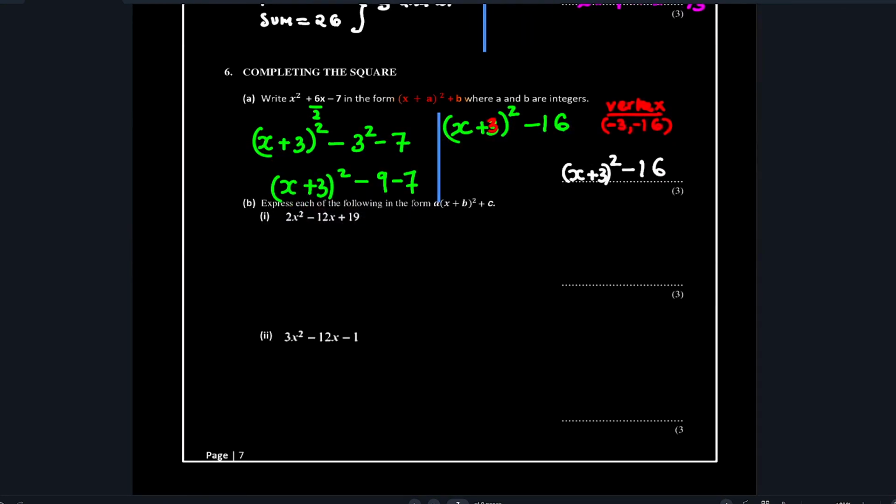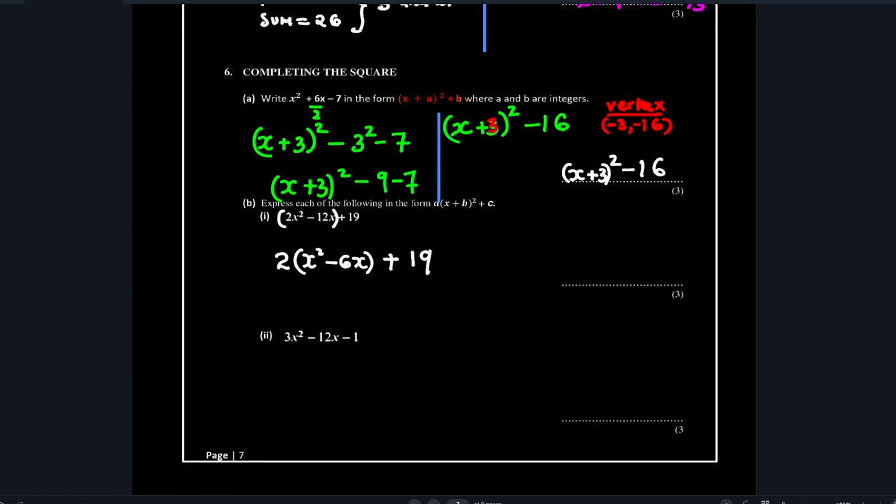We are told express each of the following in the form a into x plus b squared plus c. So we are going to group these two. First, you see there is an a there. We are going to factor 2 out, because 2 is common in the first term and the second term, which is negative 12. Then we remain with x squared minus 6x plus 19.